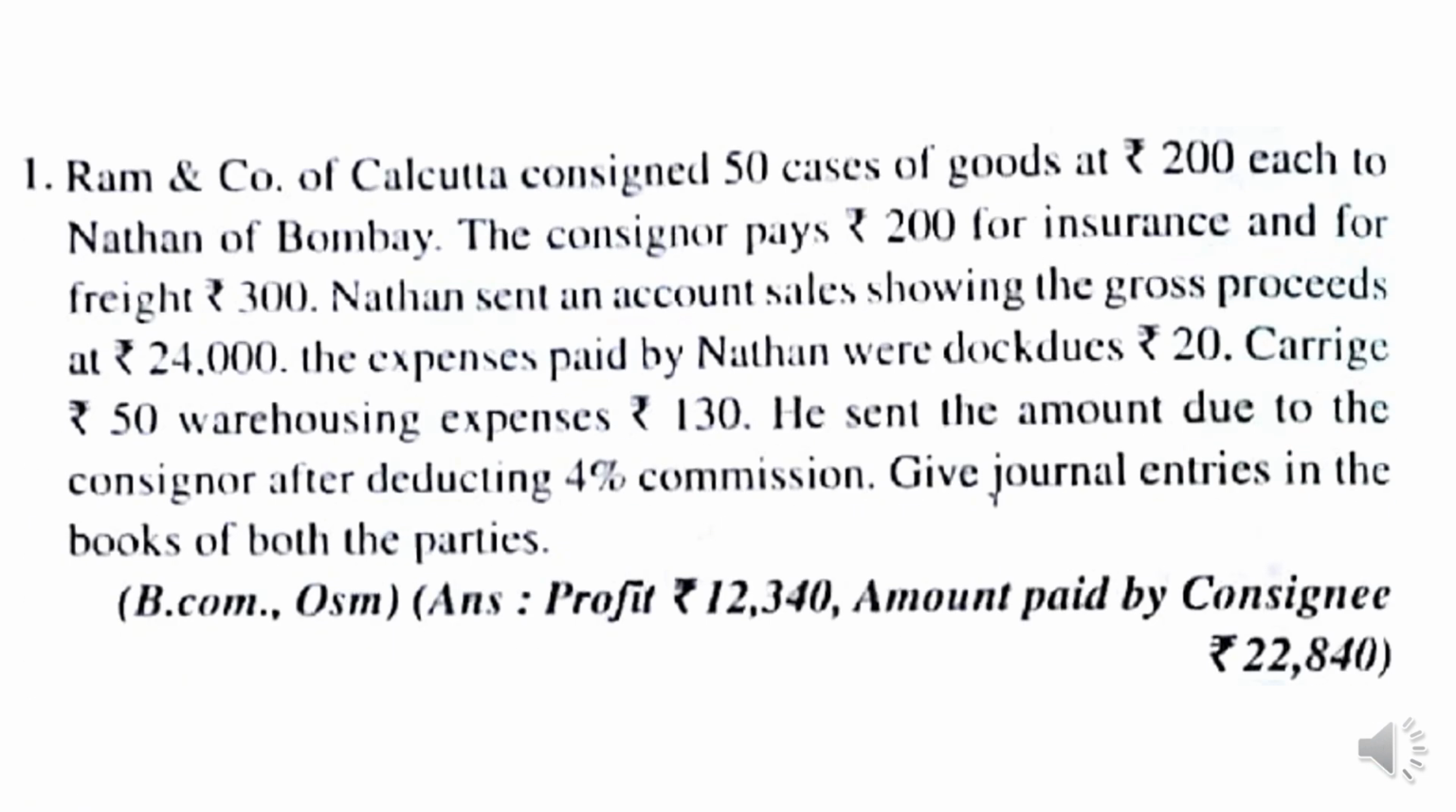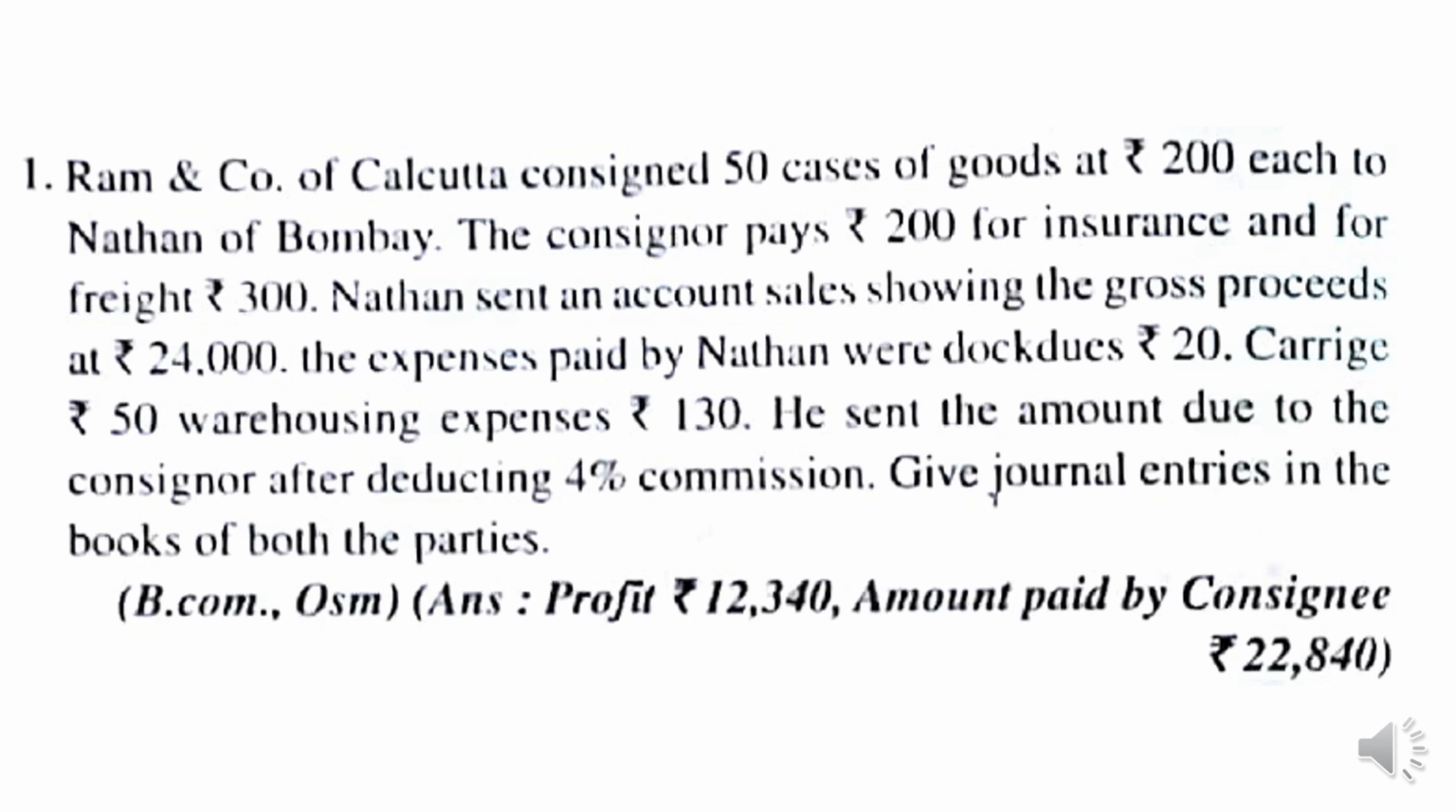So I'll take up this question. Ram and Company of Kolkata consigned 50 cases of goods at 200 each to Nathan of Mumbai. The consignor pays 200 for insurance and for freight 300. Nathan sent an account sale showing the gross proceeds at 24,000. The expenses paid by Nathan were dock dues 20, carriage 50, warehouse expenses 130. He sent the amount due to the consignor after deducting 4% commission. Give journal entries in the books of both the parties.